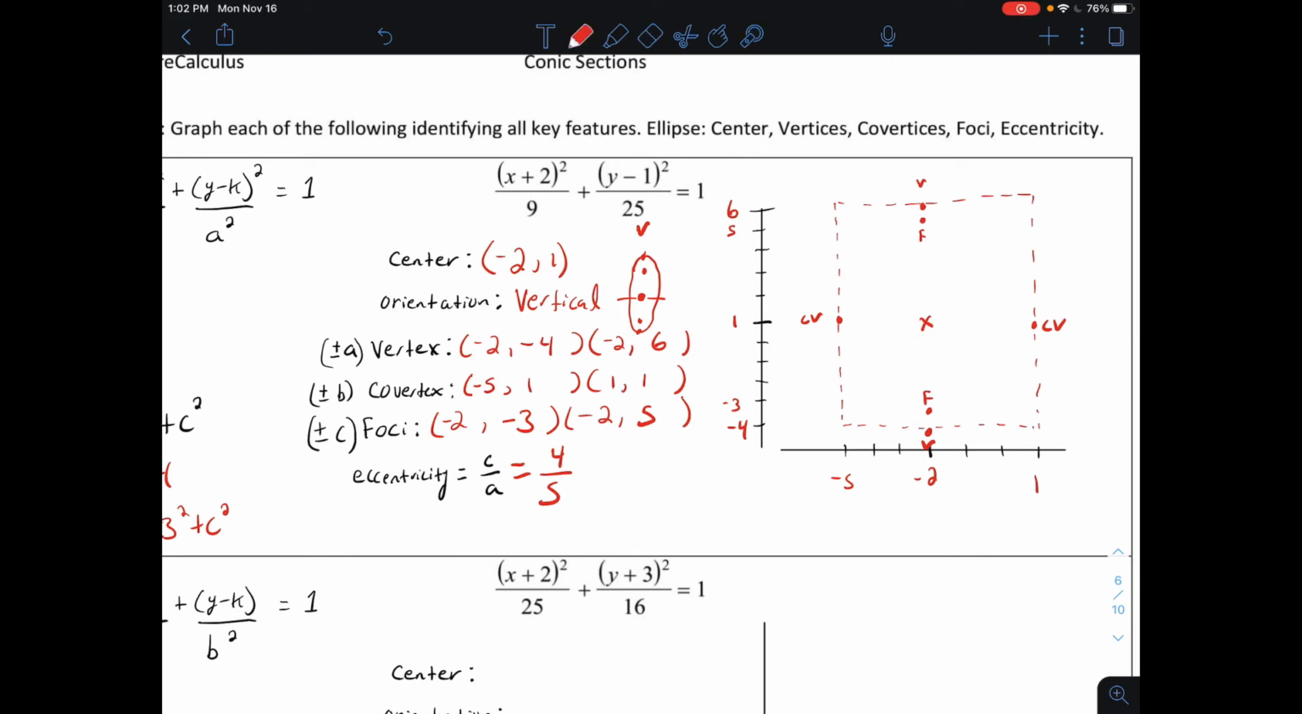Now, to sketch our ellipse, your ellipse is going to be tangent to the box at those vertices. So I would be tangent to my box at those vertices. I'm going to do the best that I can to sketch there.